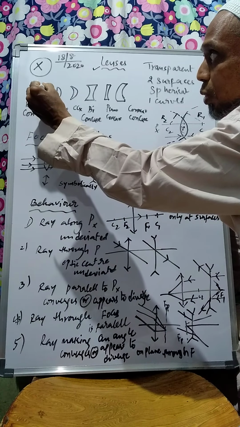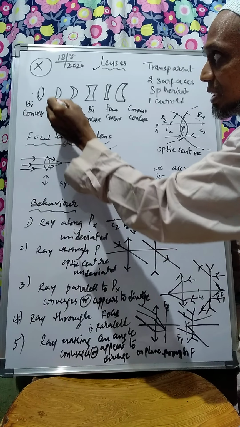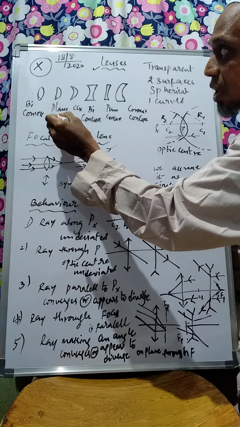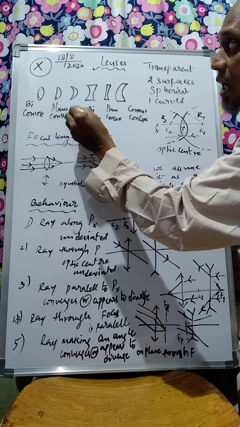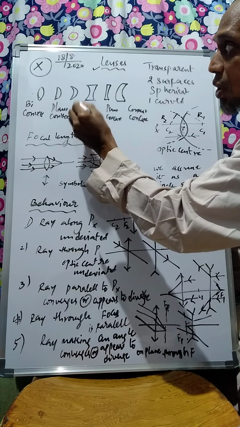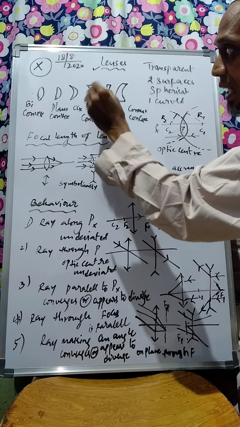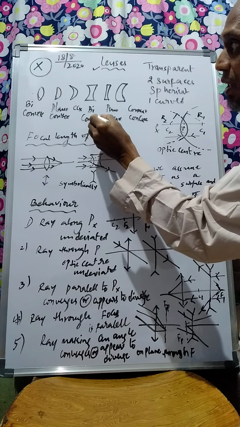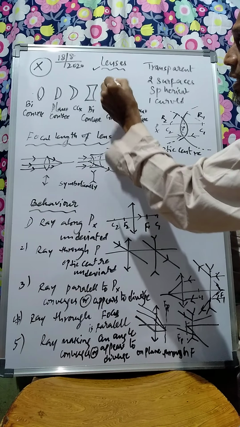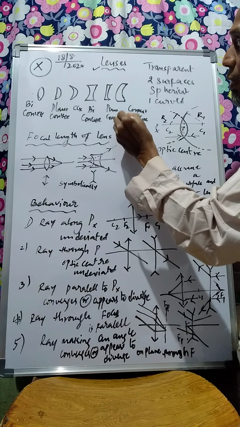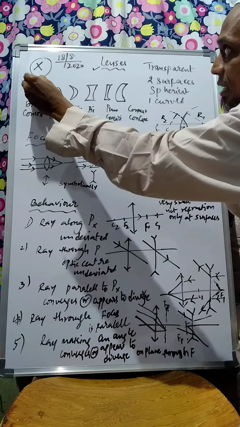When both sides bulge like this, it is called biconvex. When one side is flat and the other bulges, it is called plano-convex. When it is concave on one side and convex on the other, it is concavo-convex. When both sides are concave, it is called biconcave. If one side is flat and one side is concave, it is called plano-concave. If it is convex on one side and concave on the other, it is called convexo-concave. So these are the various types of lenses.